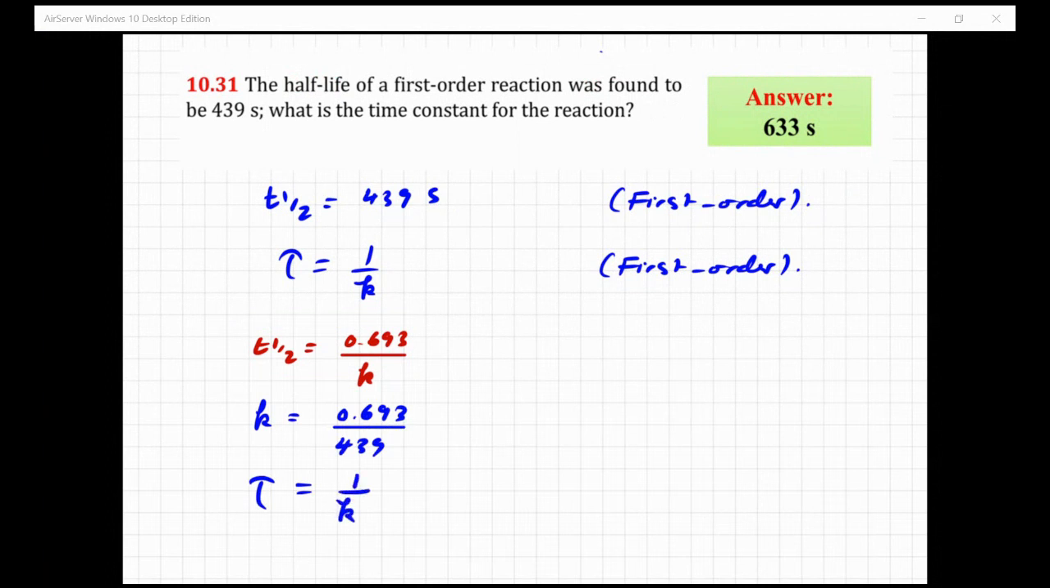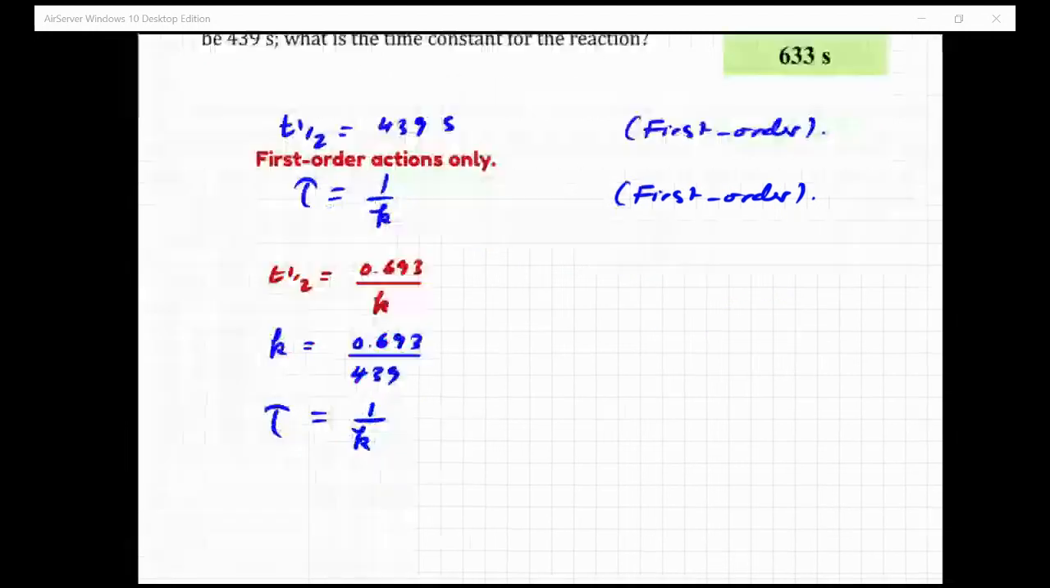But you have to know that the reaction is first order. The relation that I have written here is only applicable for first order reactions. You cannot apply it for other orders. So be aware that this relation is only for first order reactions. Fine.